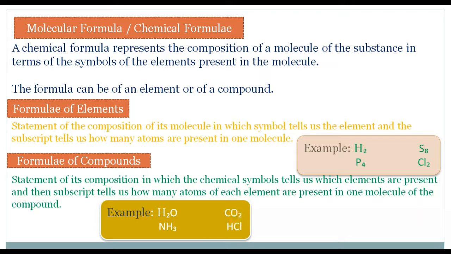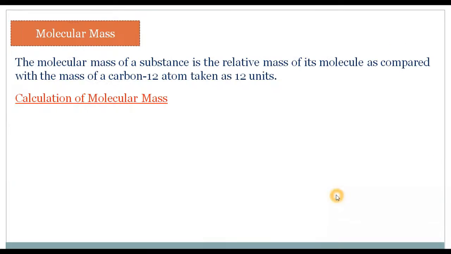So 1 atom of carbon and 2 atoms of oxygen combined to form a molecule of carbon dioxide. Same goes for ammonia, NH3. 1 atom of nitrogen combines with 3 atoms of hydrogen to form a molecule of ammonia. So these are the molecules here. One atom of hydrogen combines with one atom of chlorine and forms hydrogen chloride. This is all about the molecular formula.